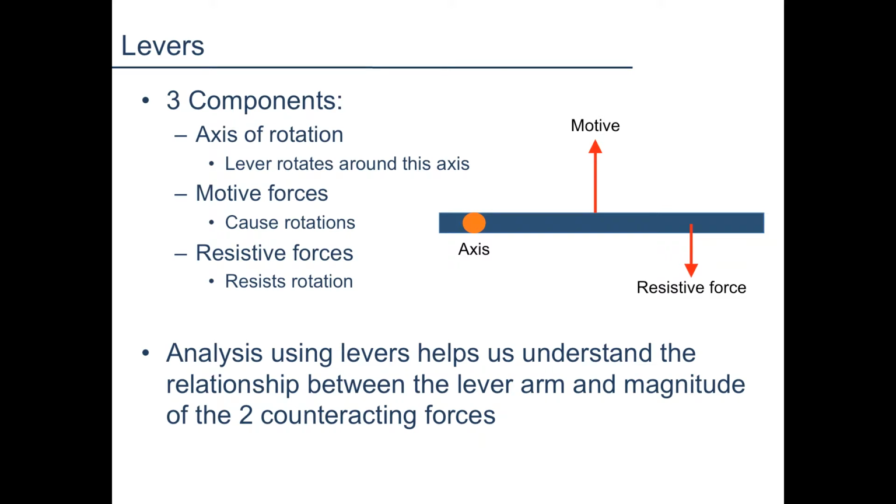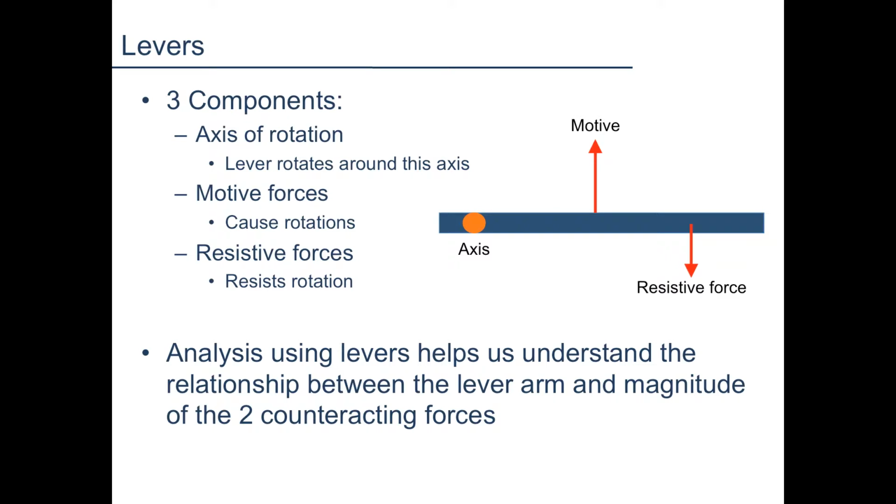A lever is a system that consists of three key components: axis of rotation, motive force, and resistive force. The motive force is the force you need to rotate the lever in the direction that you want. In this class, the motive force usually comes from a muscle contraction. The resistive force is a force that resists the action of the motive force.